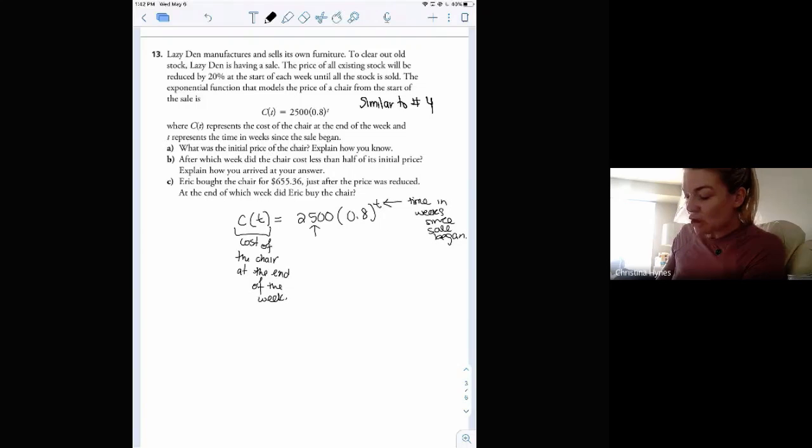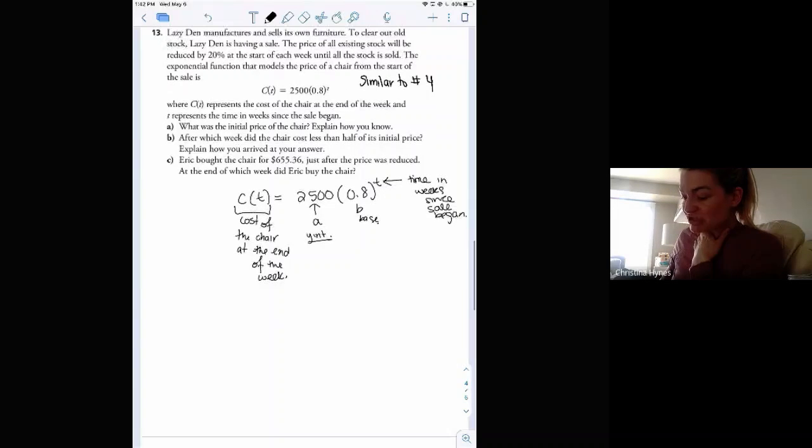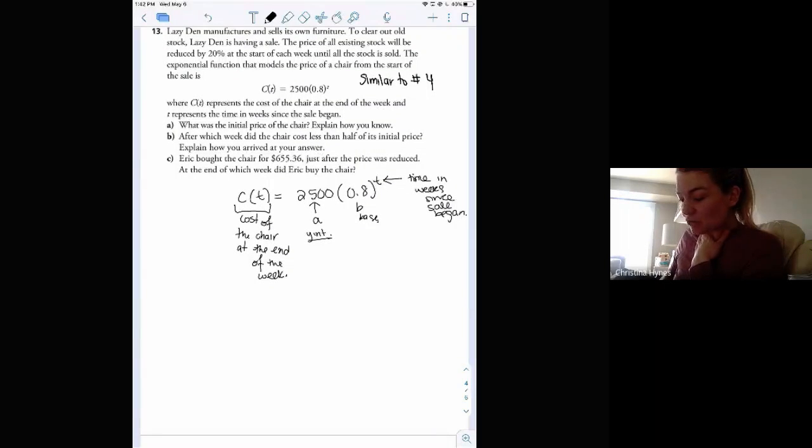So this is always your y-intercept value. So it's always going to be your a, b to the power of x. So the number in front of your b value, which is your base, is always your y-intercept value. So that's always your starting initial amount. So in this case, for question A, they're asking you what is the initial price of the chair. For A, the initial price of the chair is always your a value. My a value is 2,500, so that is the initial price of the chair. Explain how you know it's the y-intercept value.